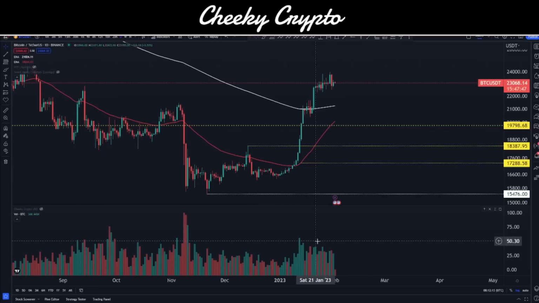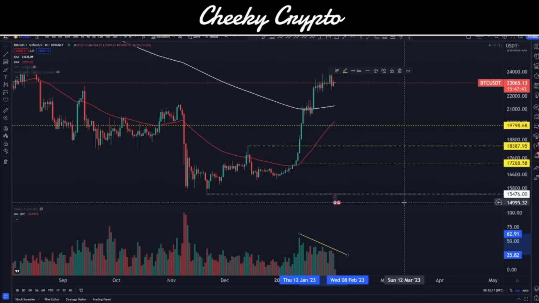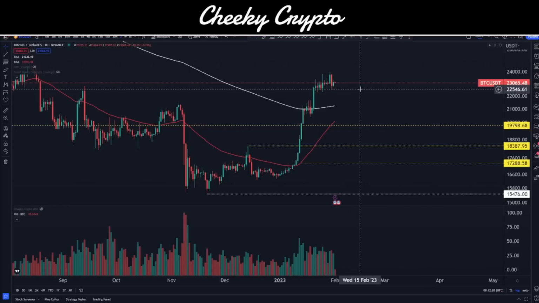Our volume profiles are also quite interesting, because we are decreasing in volume here as price has been pushing on up. And that does tell us that a bit of a reversal is due. We also are in this area where we can see higher highs and higher lows. They do have a tendency to break to the downside, so we'll keep an eye on that as well.